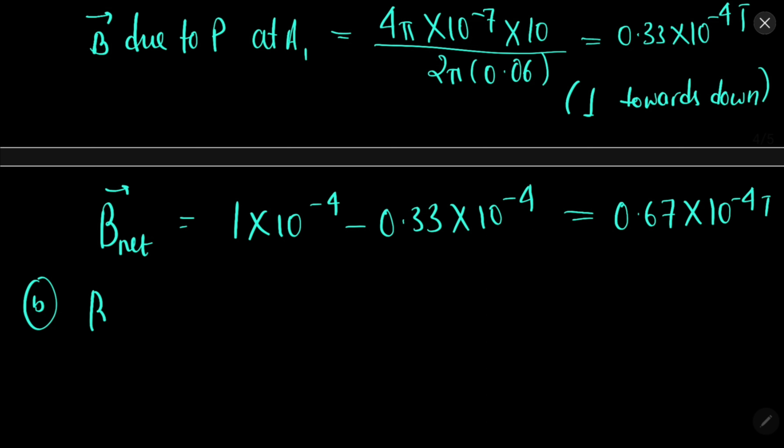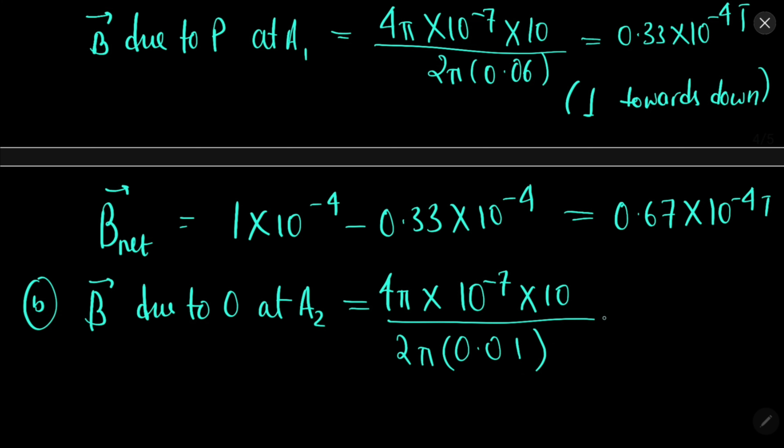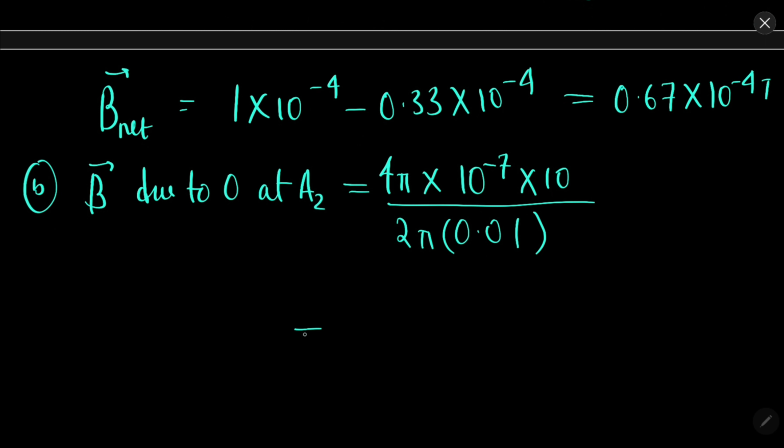Now B part, B due to O at A2. Now at A2, so 4 pi into 10 to the power minus 7 into 10 over 0.01, again same 2 pi. This is 0.01, so this will give us 2 into 10 to the power minus 4 Tesla, and perpendicular down the line.